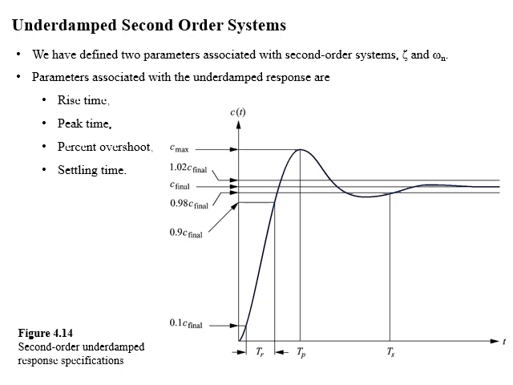Dear students, now we will study parameters associated with second order system. Earlier we have studied zeta and omega n. Now we will study parameters associated with response of underdamped second order system. These parameters are rise time, peak time, percent overshoot, and settling time.